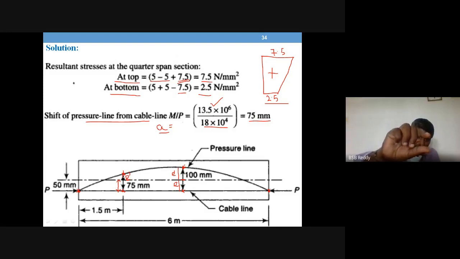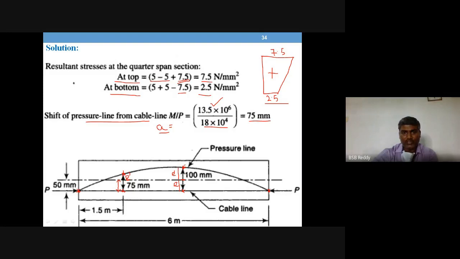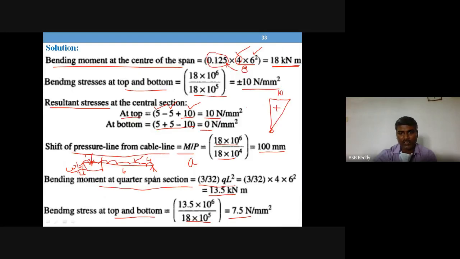Now it is just 25 mm above the CG line because it has moved down by 50 mm. So every point on the pressure line has just moved down by 50 mm. Though these resultant stresses are not asked, we have worked them out, in case you are asked for them, as a ready reference. Otherwise, it is not required.